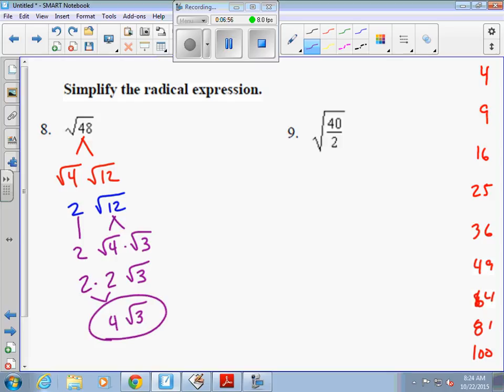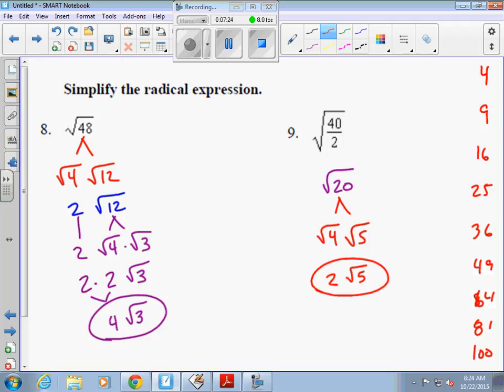Number 9, you could do 2 different ways. You can separate it into the square root of 40 over the square root of 2, or you could simply say 40 divided by 2 is the square root of 20. Now simplify that. This is usually easier for most people. The square root of 20 is the square root of 4, that's a perfect square in it, times the square root of 5. The square root of 4 is 2 times the square root of 5. No perfect factors in 5. No fractions to deal with. 2 square root of 5.